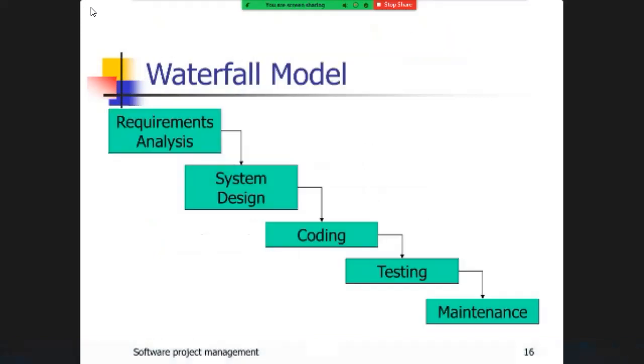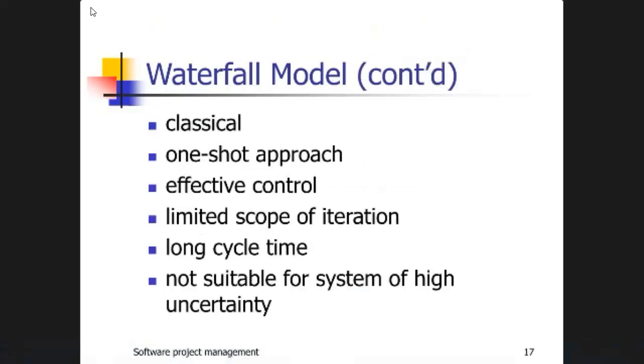Here is the waterfall model: requirement analysis, system design, coding, testing, and maintenance. These 5 phases come one by one; when the first phase is completed, then we can go to the second phase. The waterfall model contains a classical one-shot approach, effective control, limited scope of iteration, long cycle time, and is not suitable for systems of high uncertainty.